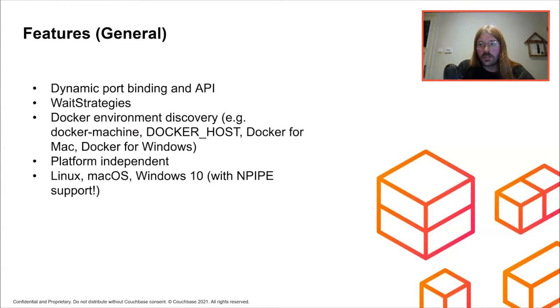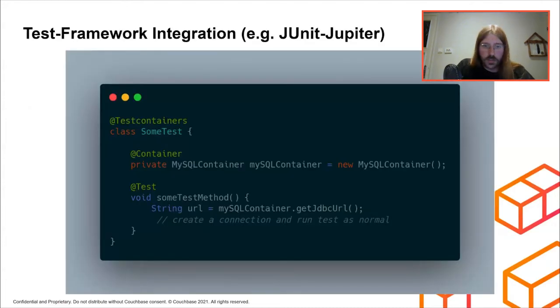Besides the general usage, direct usage using the object-oriented API and calling start and stop, there are also test framework integrations. For example, here we see the JUnit-Jupiter integration, and this means that the test framework will instrument your containers by basically starting and stopping them before your tests, so before each test method, for example, or before all test methods in a test class.